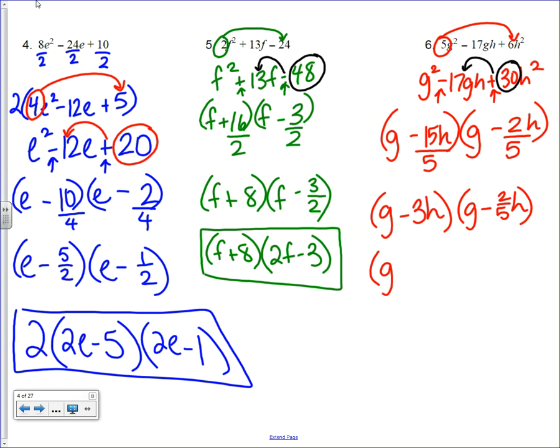Okay, so the first parenthesis is A-okay. What will the new second parenthesis be? 5g minus 2h. And that is your original multiplication problem.